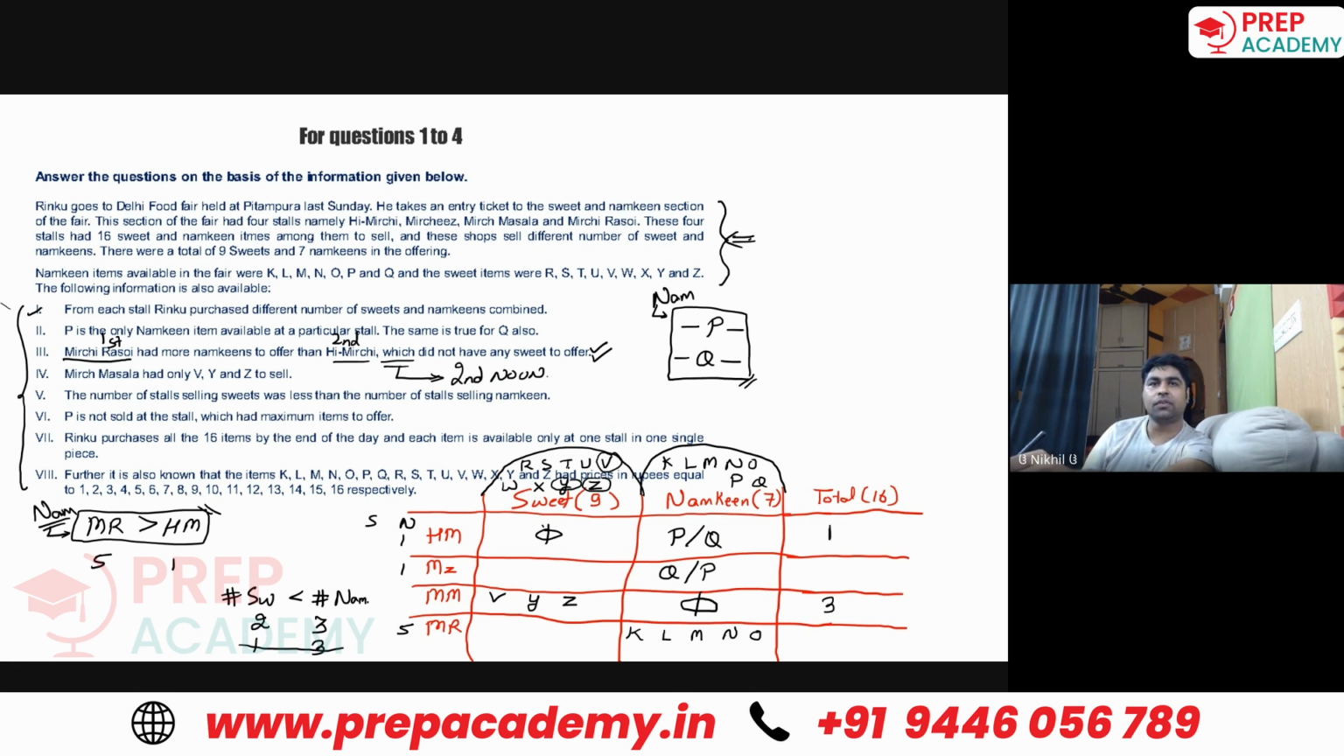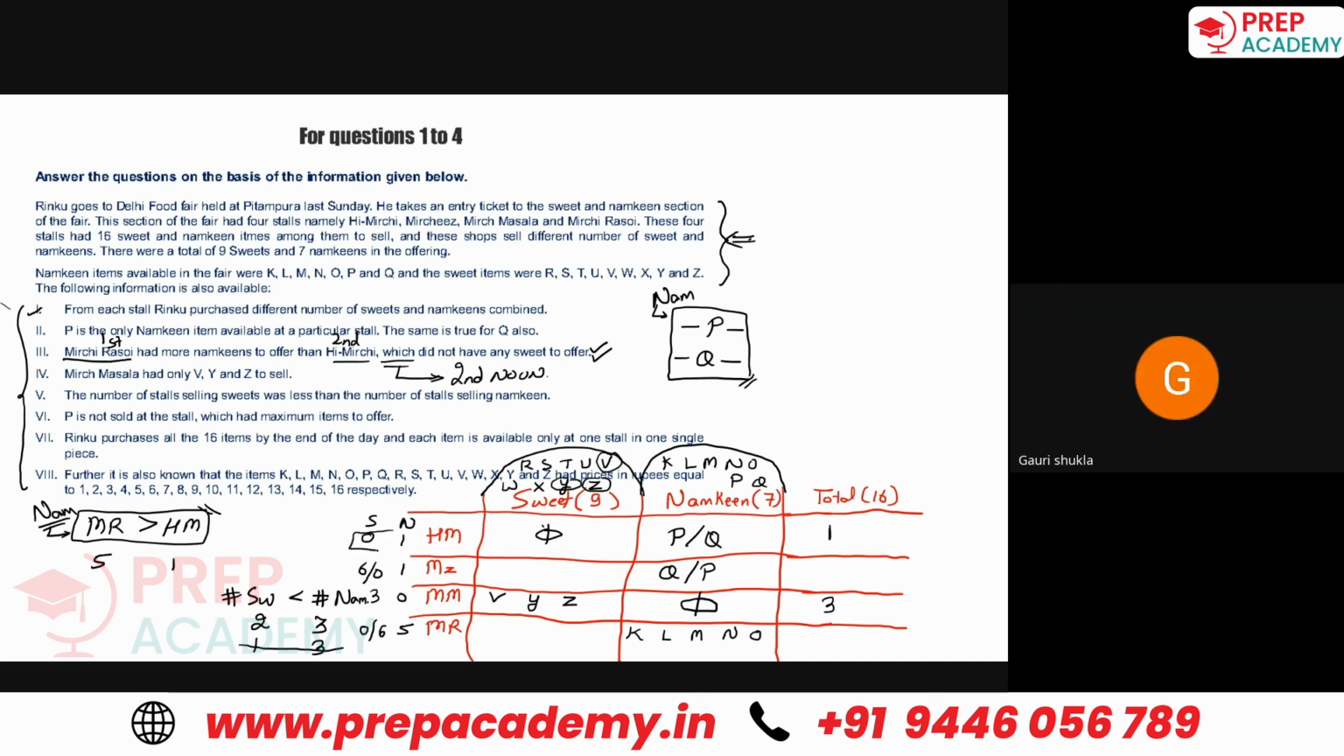1, 2, 3, 4, 5, and 6. I can give 6 items. This will have 0 sweet items. This will have 3 sweet items. And this will have either 6 items of sweet, and this will have 0 items of sweet, or this will have 6 items of sweet and this will have 0 items of sweet. Are these the only two cases?